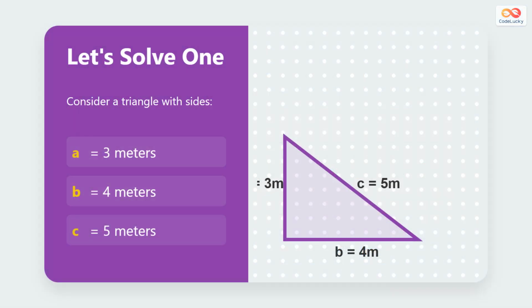Let us make this concrete with an example. Imagine we have a triangle with side lengths of 3 meters, 4 meters, and 5 meters. We want to find the area of this shape. We will label our sides. A is 3, B is 4, and C is 5.